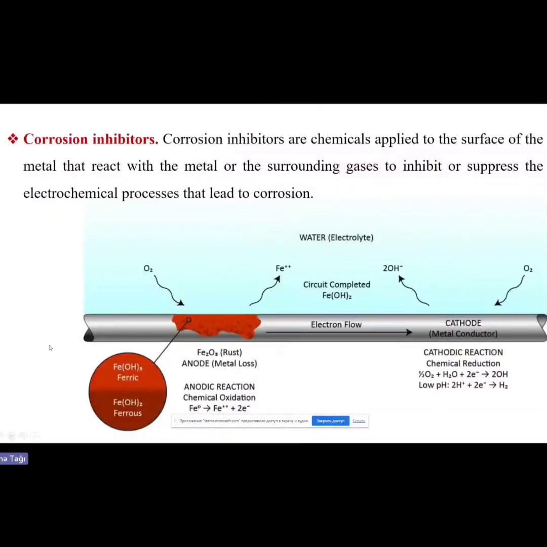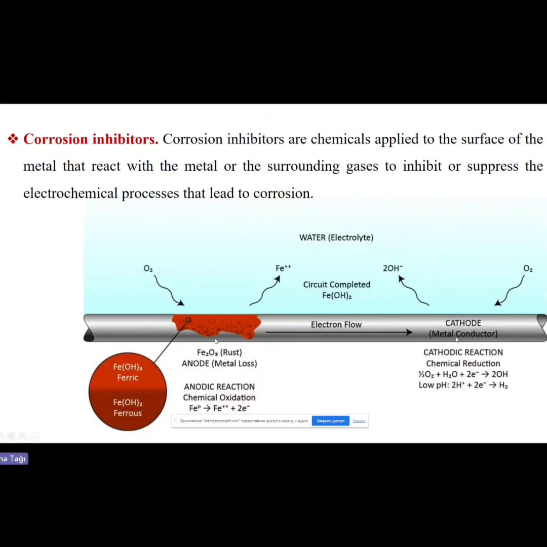Look, here in the picture you can see in this part we have a corrosion process, rust occurs, and this part of metal plays the role of anode because it gives electrons. This part plays the role of cathode, the cathodic area.